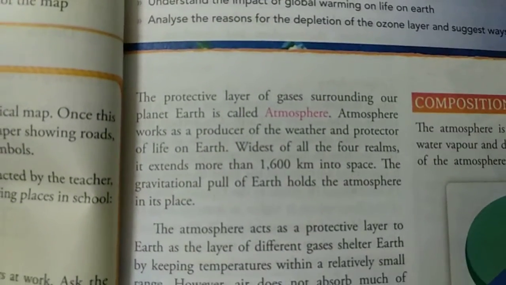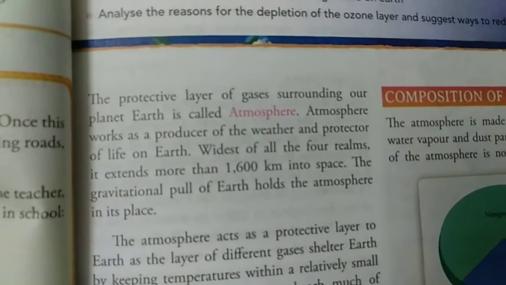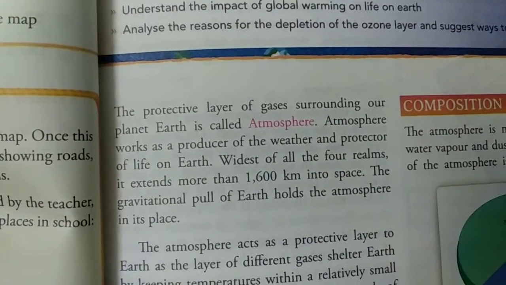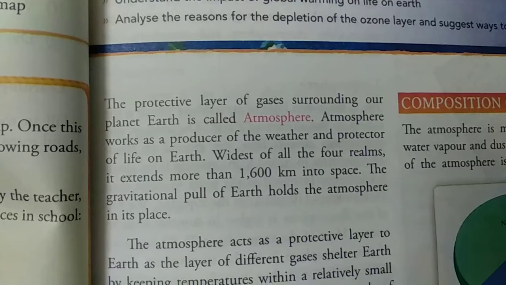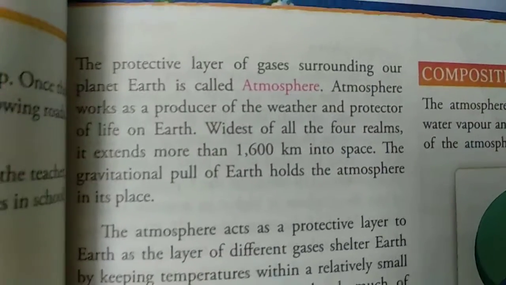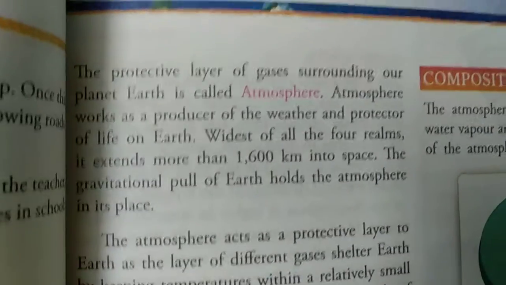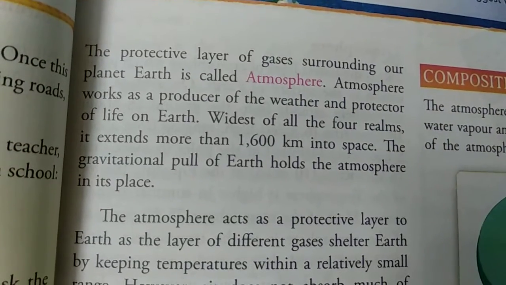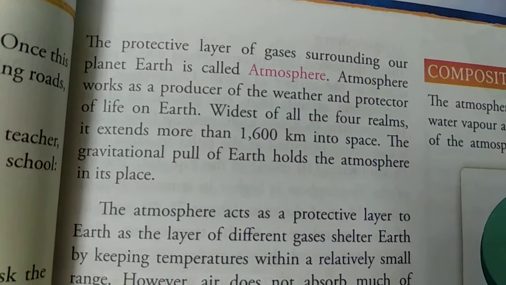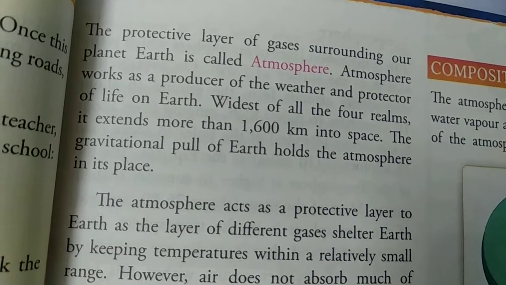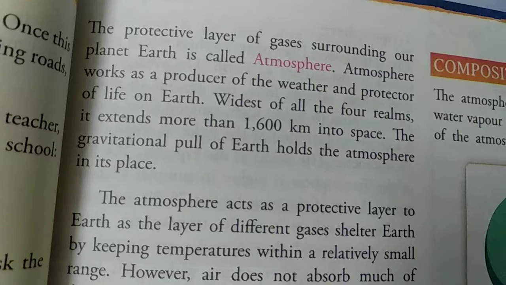What is atmosphere? Atmosphere is the envelope of gases that surrounds the earth. It is a protective layer of gases surrounding our planet Earth. Atmosphere works as the producer of the weather and protector of life on Earth. Widest of all the four realms, it extends more than 1600 kilometers into space.